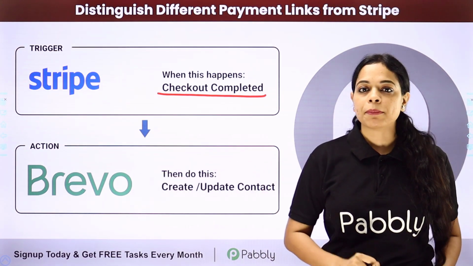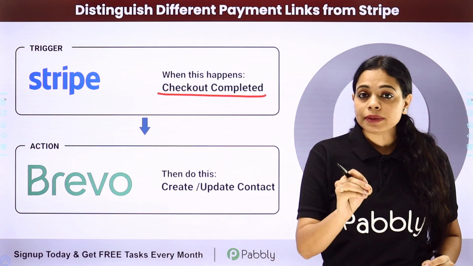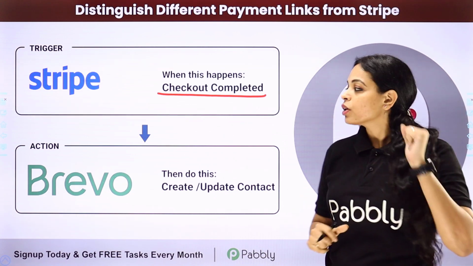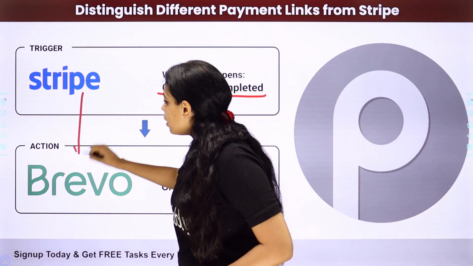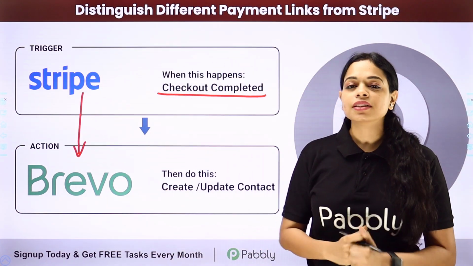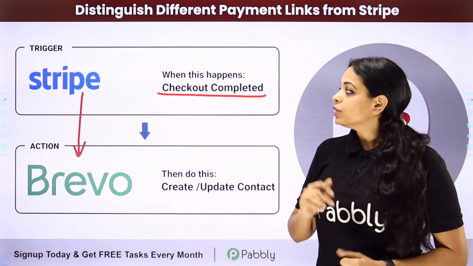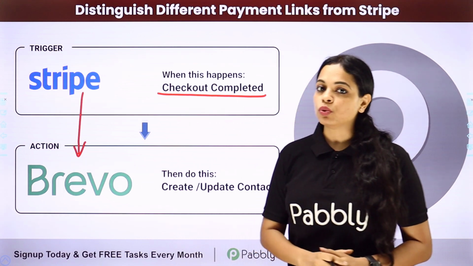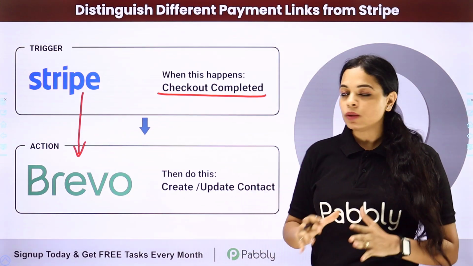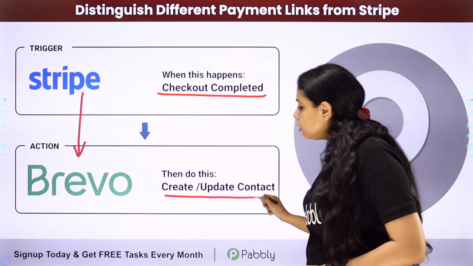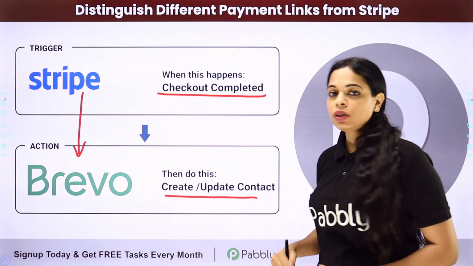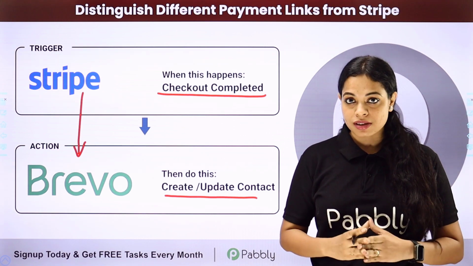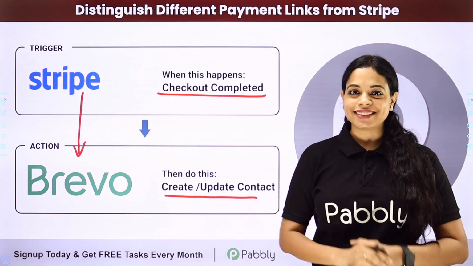Here I have taken the example of Brevo, but at the same time I want to distinguish between the different payment links. How can that be done? For this, I am going to integrate these two applications, and the same thing can be done using Pabbly Connect software. So here my trigger application will be Stripe and my action application will be Brevo. Now how can this happen, where I can distinguish between the payment links and then create or update a contact? To understand this and automate this entire process, let me take you to my screen.